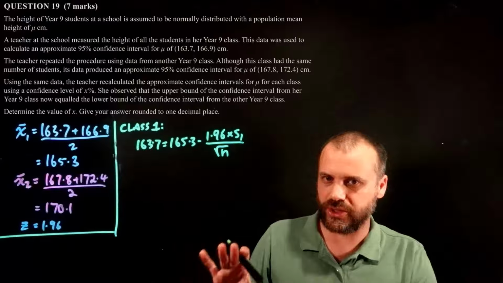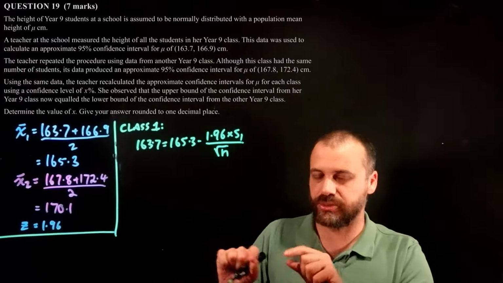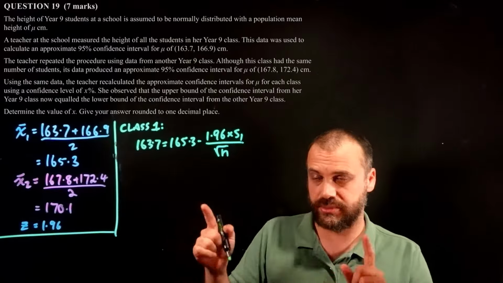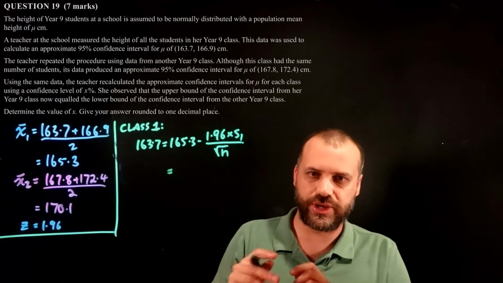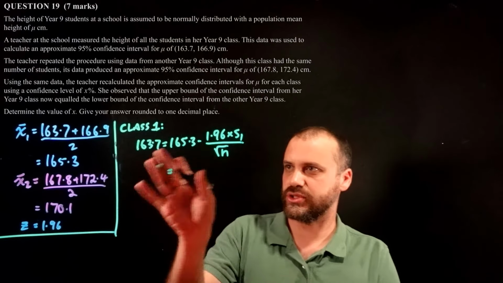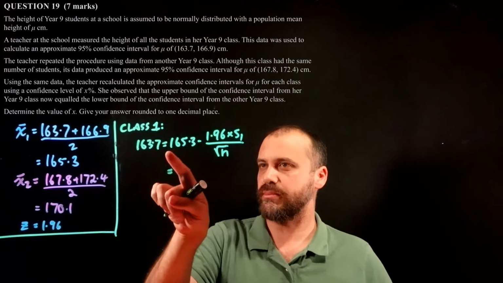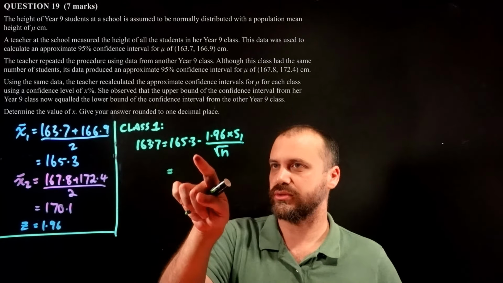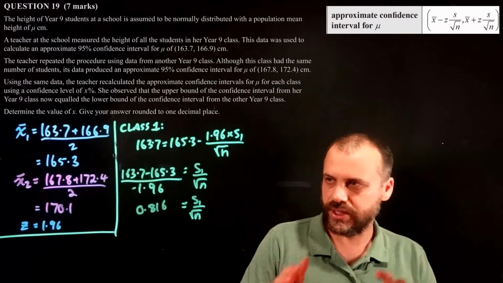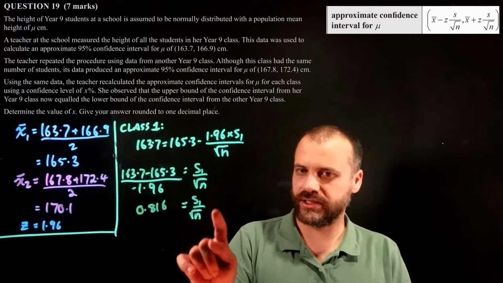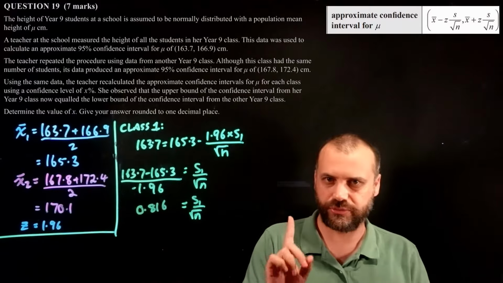In the real world, I'd probably do class 2 first and then sort of muck around a little bit and then decide that I had to do this next step. But what I am going to do here is just get the S1 and the root n all by themselves. Just rearrange this. So it's going to be 163.7 minus 165.3 and then divided by negative 1.96. So there's class 1. We've got this funny little equation here, 0.816 equals S1 over root n.